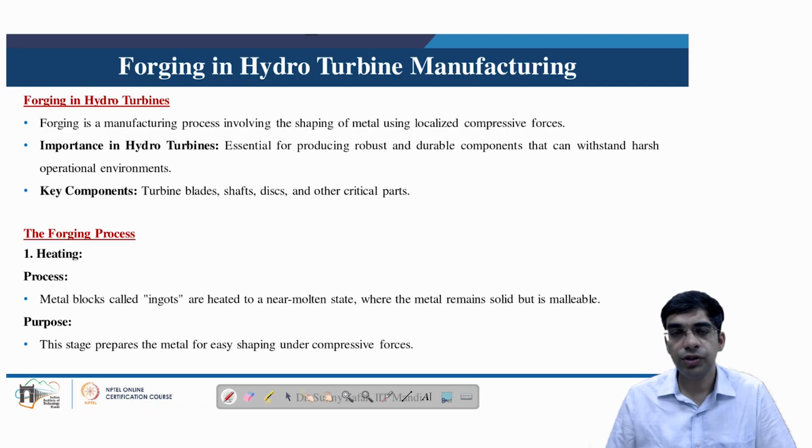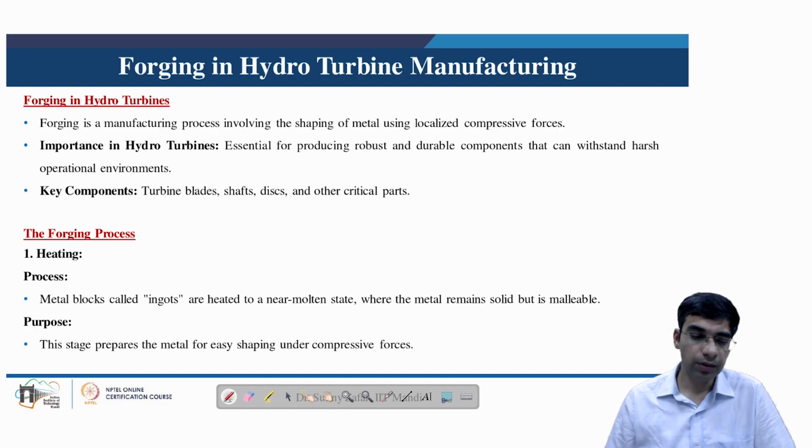So we start with forging in hydro turbine manufacturing. Forging in hydro turbine manufacturing involves shaping metallic components using localized compressive forces. The importance of this process includes that it is essential for production of robust, durable components which can withstand harsh operational environments. Key components which are subjected to forging in hydro turbines include the blade, shaft, disc and other critical parts.